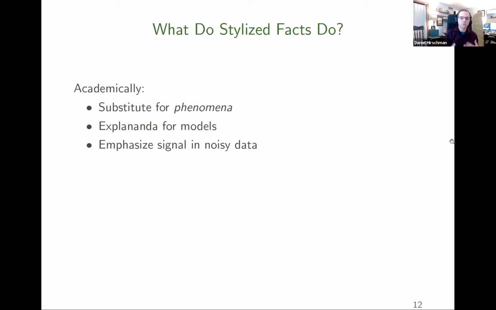One is that they substitute for phenomena. That is, as social scientists, we rarely have access to a way to push on the world and get it to reliably push back. Instead, what we have are aggregates of statistical data, and we look for patterns and trends that seem stable enough. And so they become the things that models explain. In economics, it's sometimes very explicit. A paper will say, we produce a model that explains these three stylized facts about whatever. In other fields, I think the same thing is happening, but it's often less explicit in the language, in sociology for example. And these stylized facts tend to emphasize a signal in otherwise noisy data.